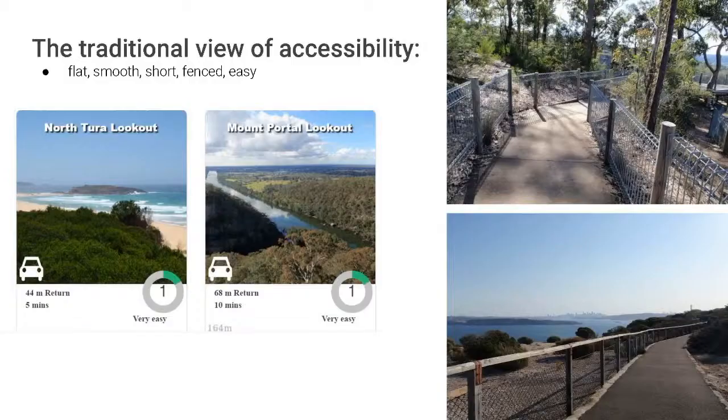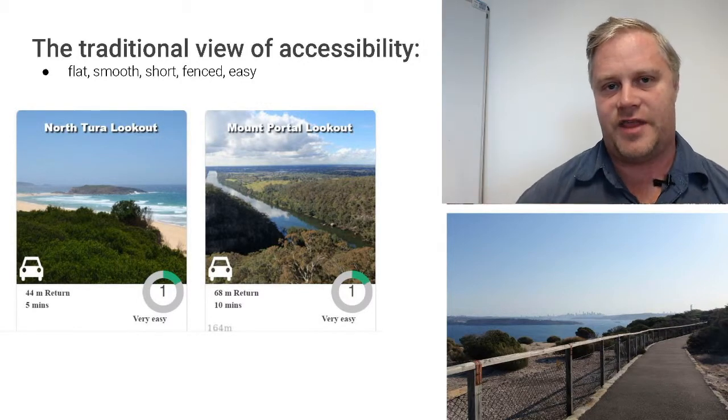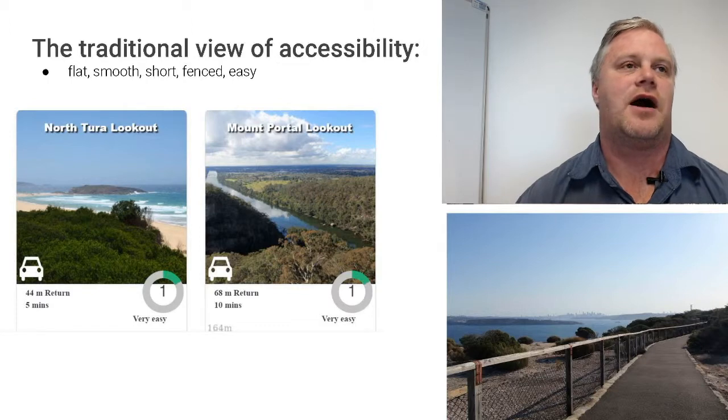So traditionally, how have we looked at bushwalking access? Well, it's quite interesting. Bushwalks that we talk about as accessible are class one walks, and they're generally extremely short. Here's a couple of examples. One of 44 meters, and that's return, so the track itself is 22 meters long, and another one of 70 meters. And it takes longer for somebody in a wheelchair to get out of their car and into their chair than it does to complete these walks. And you can see that they're also very smooth, they're flat, they're fenced, they're ridiculously safe, over the top safe.